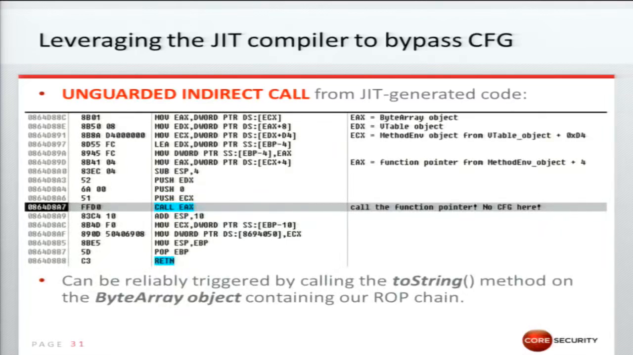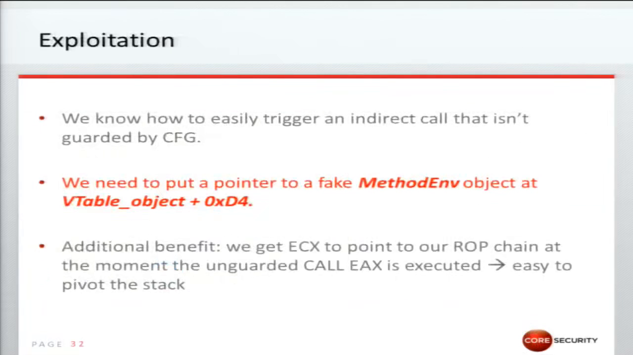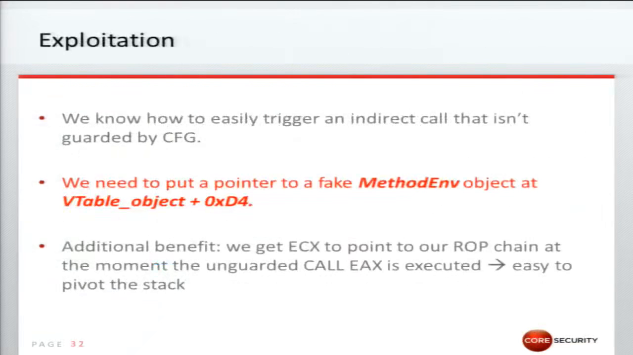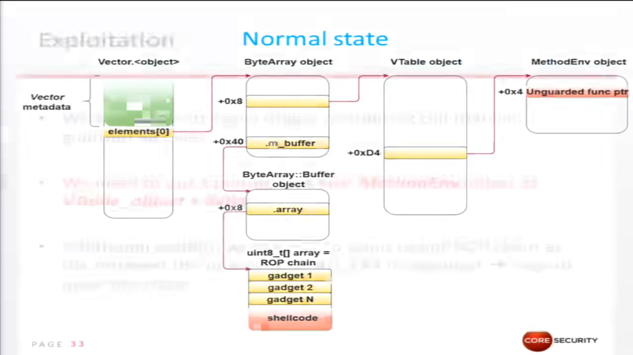And even better, this code can be easily triggered by calling the toString method on our byte array object containing our ROP chain. So far, we know how to trigger in a straightforward way an indirect call which is not protected by CFG. What we need to do is to put a pointer to a fake MethodEnv object at offset 0xd4 of the BTable object. And as an additional benefit, at the time that call EAX instruction is executed, we have the ECX pointer pointing to our data. So pivoting the stack is really easy from there.